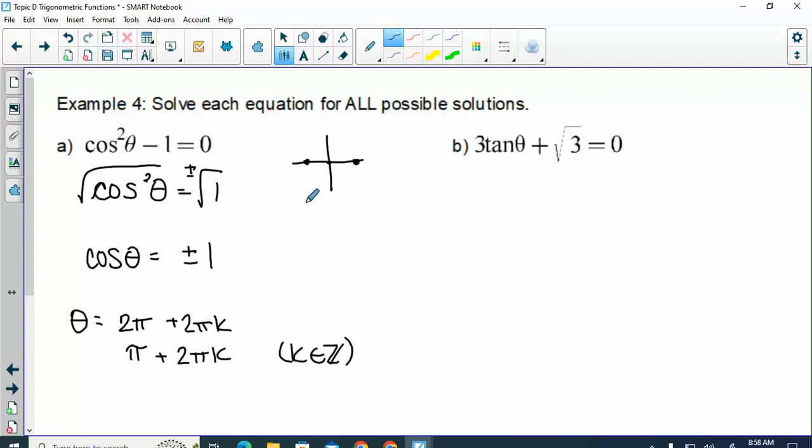Alright, if I look at this one. If I'm trying to solve for tangent, I would have to subtract the radical 3. And then we would divide by 3.